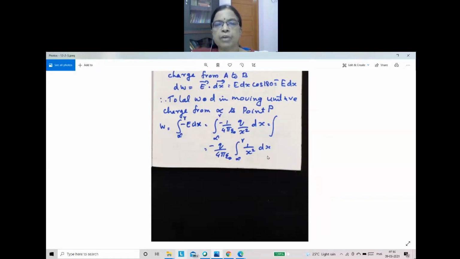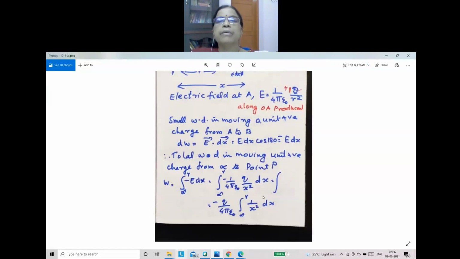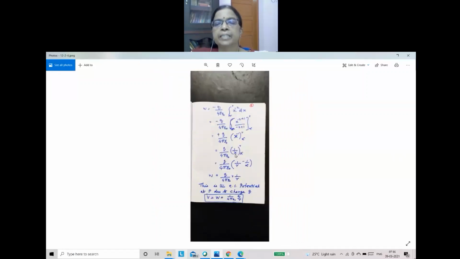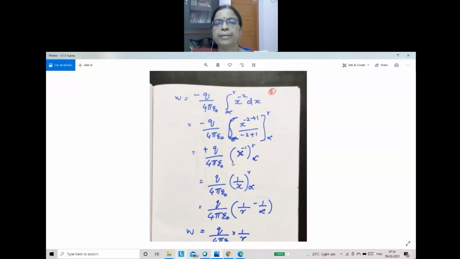Minus 1 by 4 pi epsilon 0 q by x square dx. This integration we have done last year. 1 by x square, x raised to minus 2. Do you remember those steps children? Gravitational field, gravitational potential, etc.